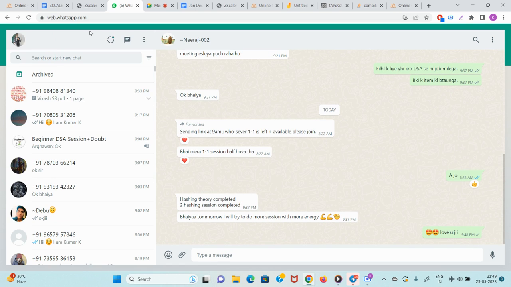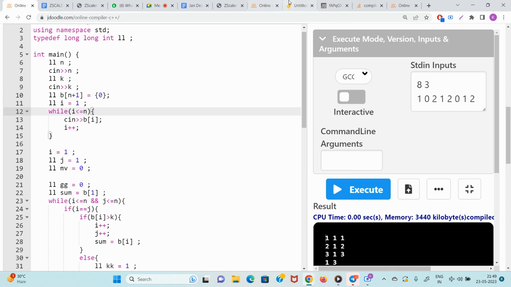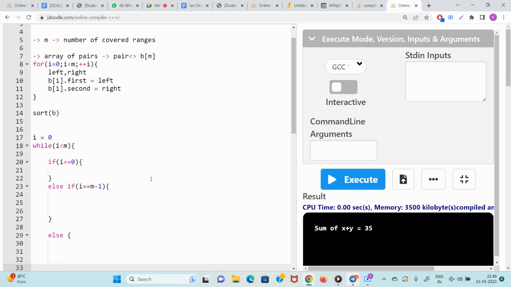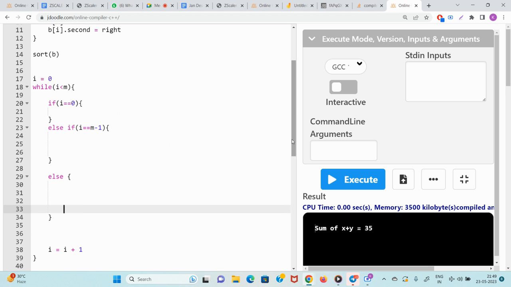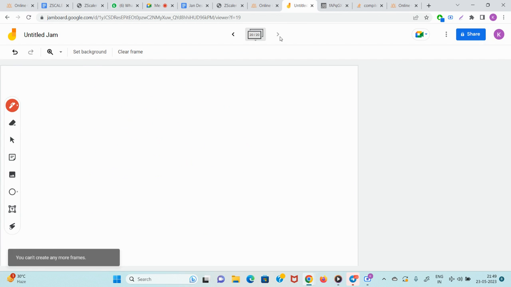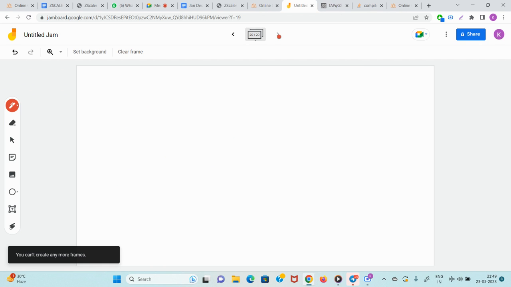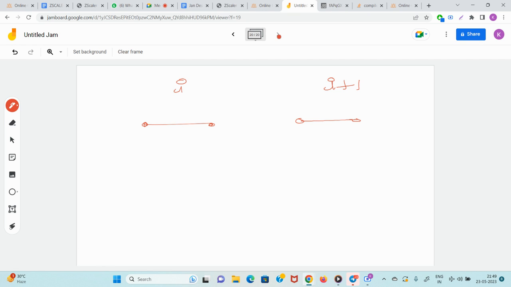Now guys, let's go back. Let's get quick, guys. Everyone be with me. How to write the code is very important. Okay, so you are at the range i, and this is the i plus 1 range. This is B of i dot first. This is B of i dot second. This is B of i plus 1 dot first. This is B of i plus 1 dot second.